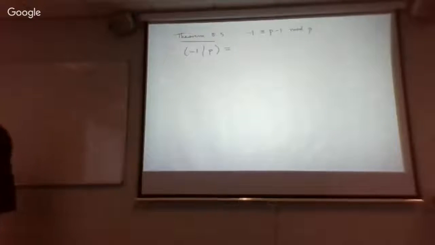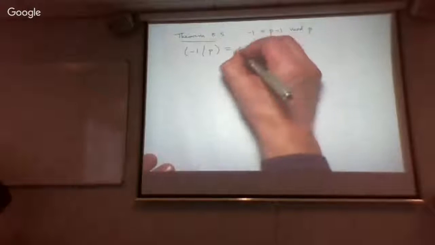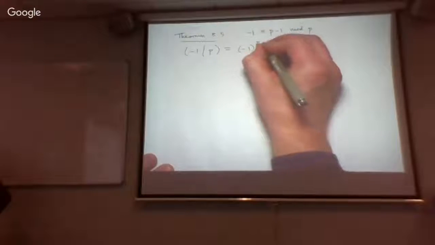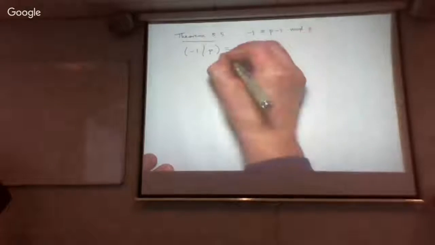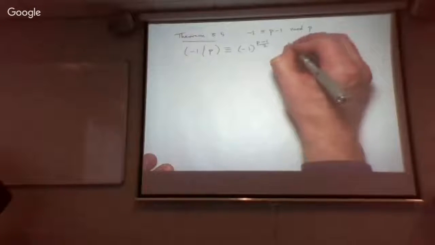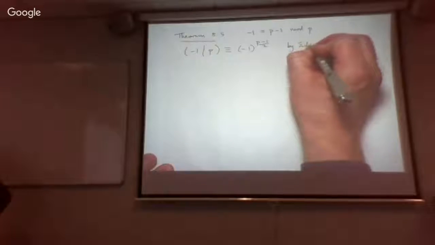Okay. Well, you can see the statement of the theorem is about whether it is or it is not based on what the value of p modulo 4 is. And we can see this proof is just a one or two line result, just applying Euler's criterion. So applying Euler's criterion, this will be (-1) to the power of (p-1)/2, congruent to this, by Euler's criterion.